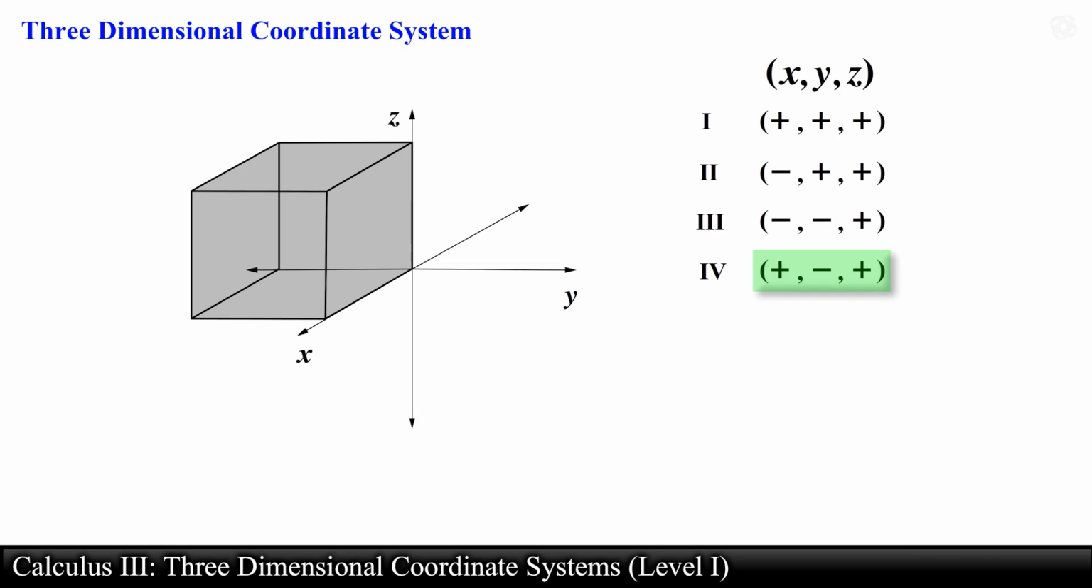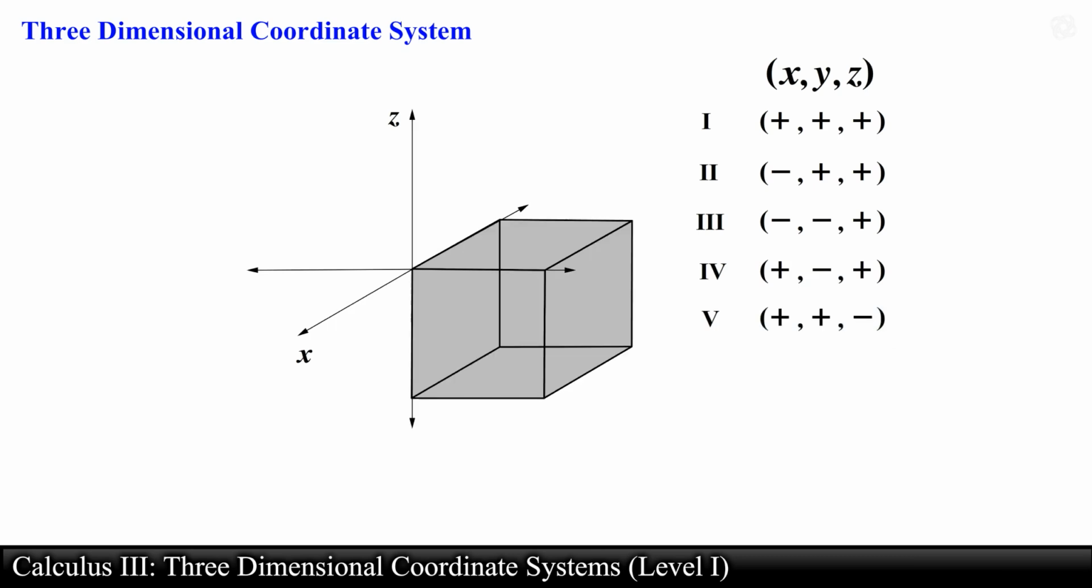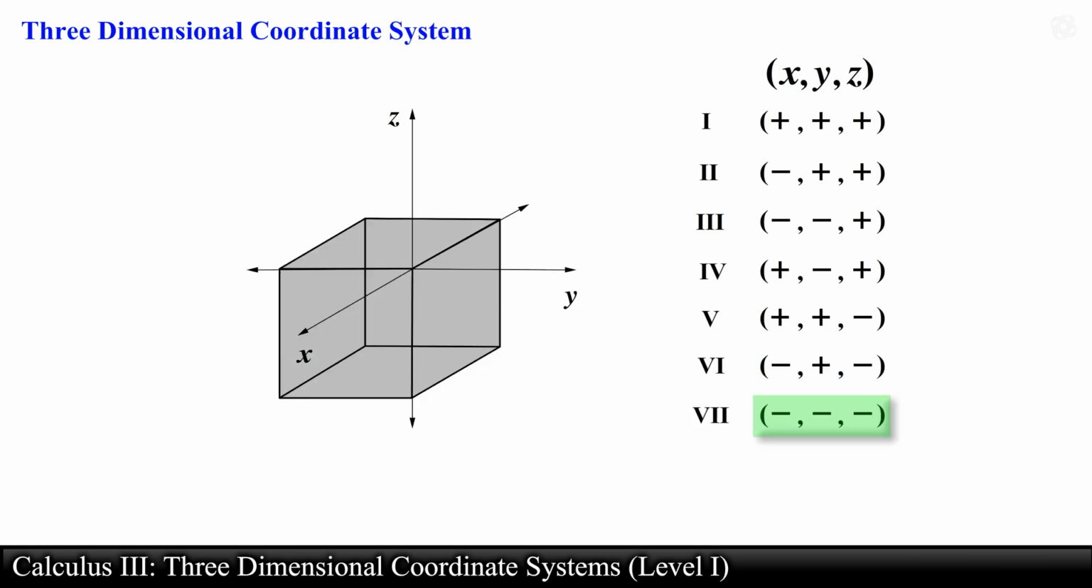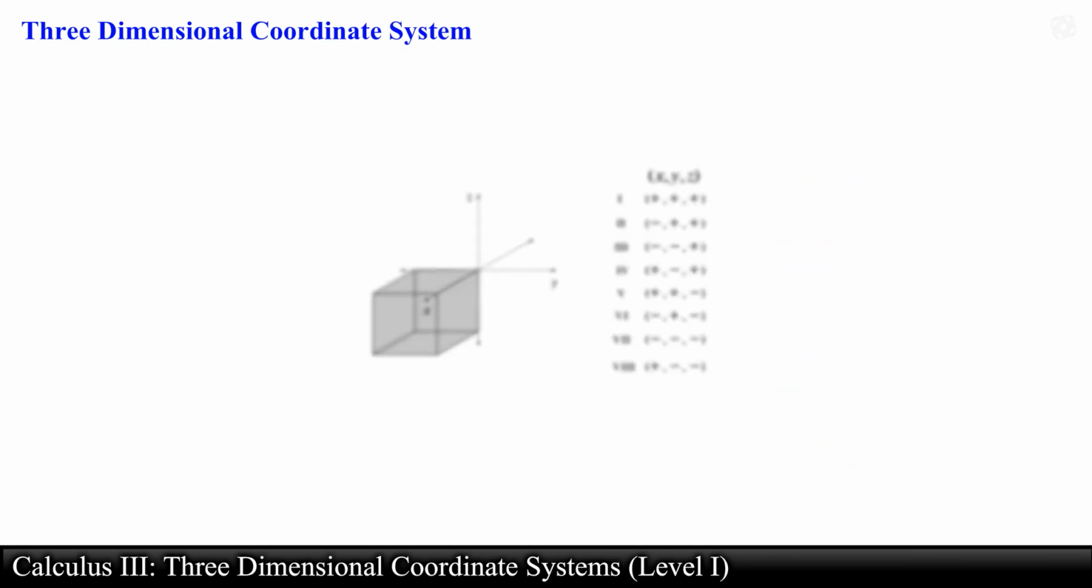In the fourth octant, both x and z are positive, and y is negative. In the fifth octant, both x and y are positive, and z is negative. In the sixth octant, x and z are negative, and y is positive. In the seventh octant, all 3 are negative. And finally, in the 8th octant, x is positive, and both y and z are negative.